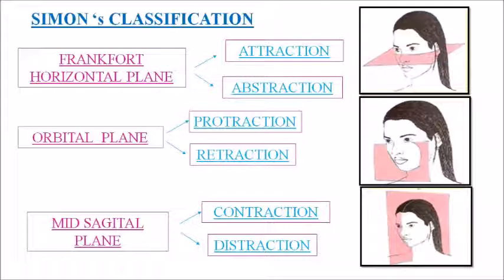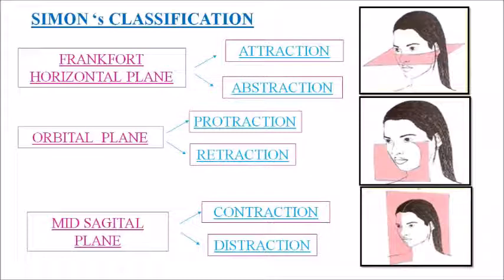First we will see the Frankfurt horizontal plane. This is a plane that connects the upper margin of the external auditory meatus to the infraorbital margins. So it is actually classifying the malocclusions in a vertical plane. Frankfurt horizontal plane is the basis for classifying the malocclusions in a vertical plane. When the dental arch or a part of it is very close to the Frankfurt horizontal plane, it is called attraction, that is, coming close to it. But if it is away from the Frankfurt horizontal plane, it is called abstraction.